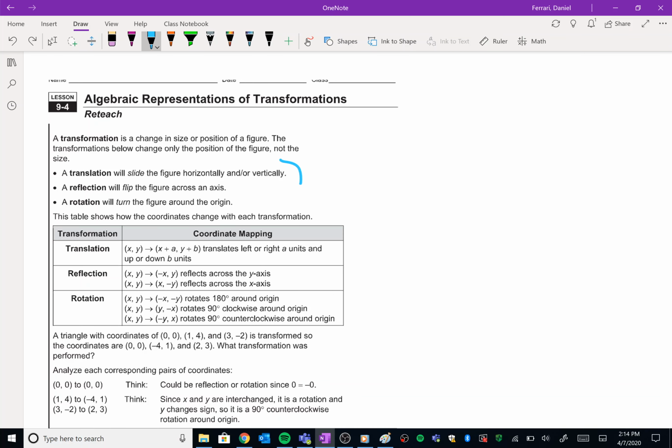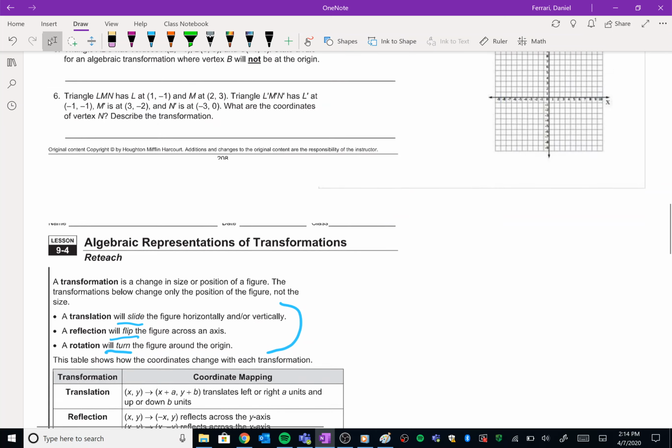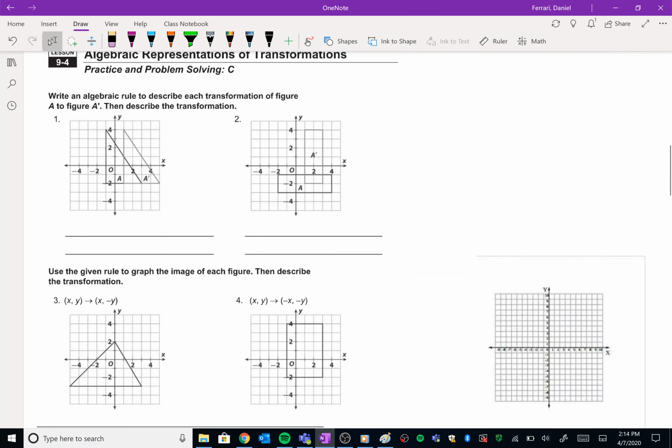Remember that there are basically three types of transformation you're going to look at. You've got a translation where you're sliding the shape, a reflection where you're flipping the shape, and finally a rotation where you are turning or spinning the shape. When I go back and look at my problem here, this one doesn't really look like a flip, doesn't really look like a turn, right? A is just moving over and becoming A prime. You can see exactly what it's doing.